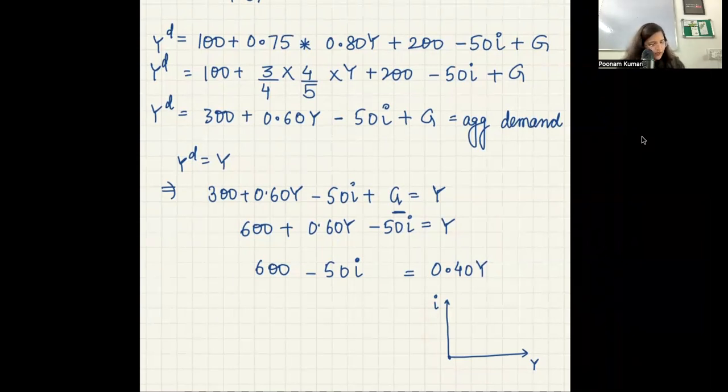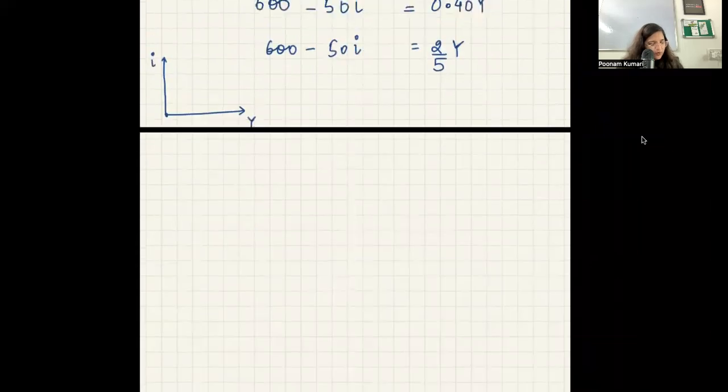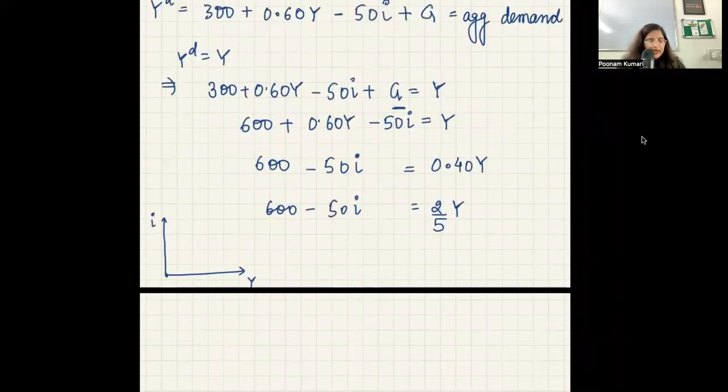So if we try to do that, we'll have this. So this is basically 0.4, which is 2 by 5, right? 2 by 5y equals 600 minus 50i. इसको अगर थोड़ा सा हम लोग सिंप्लीफाई करें तो क्या होगा? We'll multiply it by 5 divided by 2. So y equals 5 by 2 times 600 minus 50i.